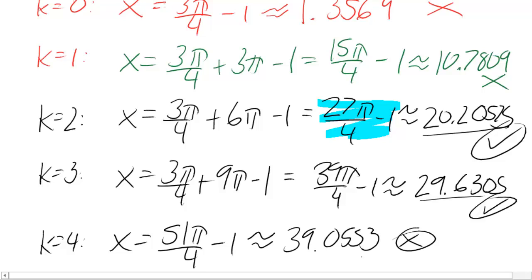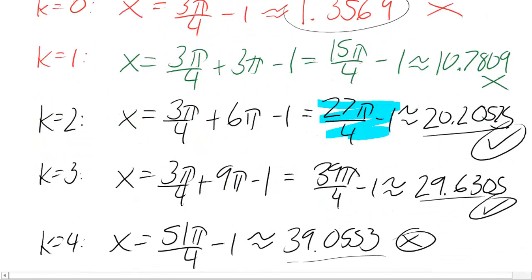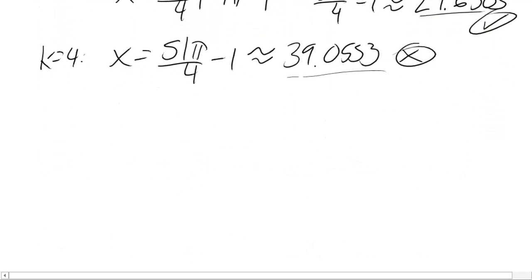And now we can see that if k gets bigger and bigger and bigger, our solutions are going to get bigger and bigger and bigger, so they're definitely not going to be in the interval. Or if we took, say, negative k, we're going to start getting solutions that are negative, so they're definitely not in this interval. So we've created an exhaustive list. So there are only 2 solutions out of the infinitely many solutions that live in the interval we care about.